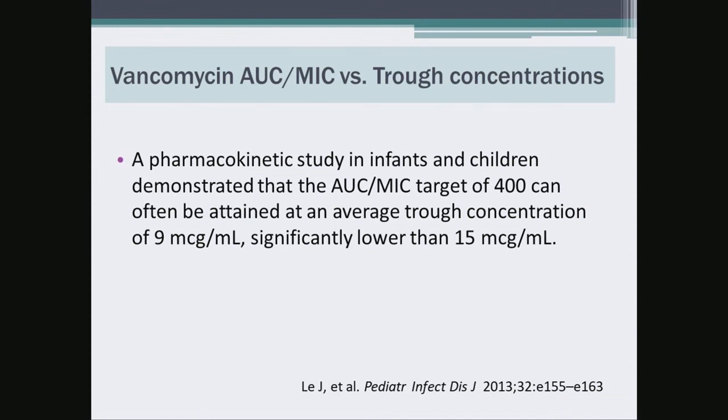So a pharmacokinetic study done in infants comparing this AUC-MIC ratio to trough concentrations found that you could reach that target of 400 with an average trough concentration of roughly 9, which is significantly lower than the 15 that was promoted for adults.